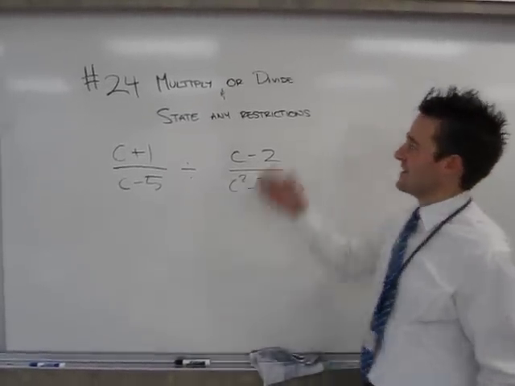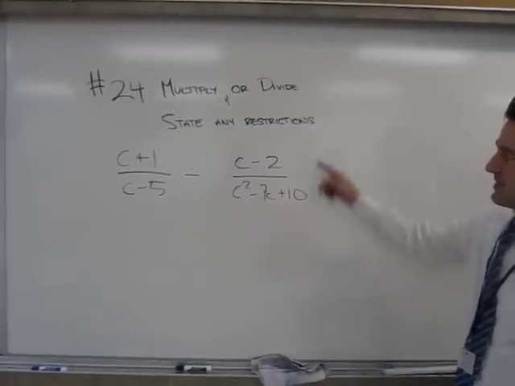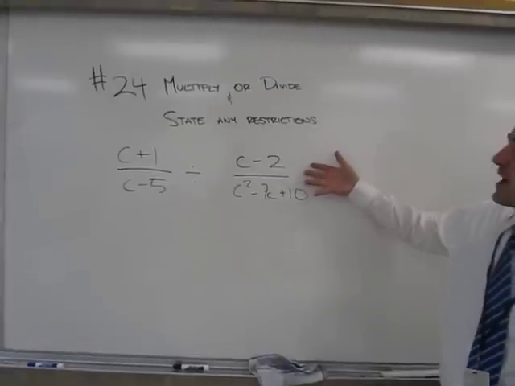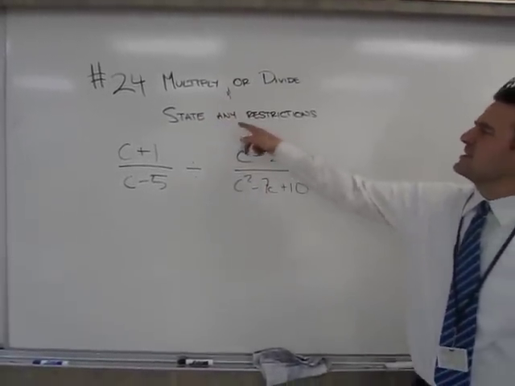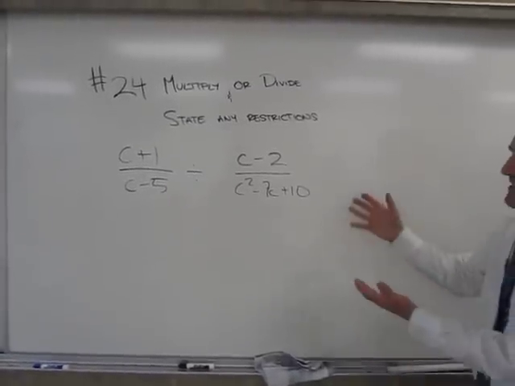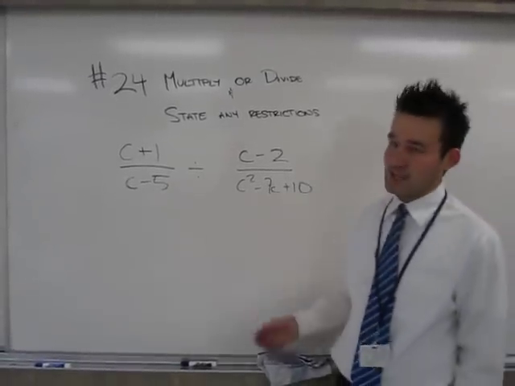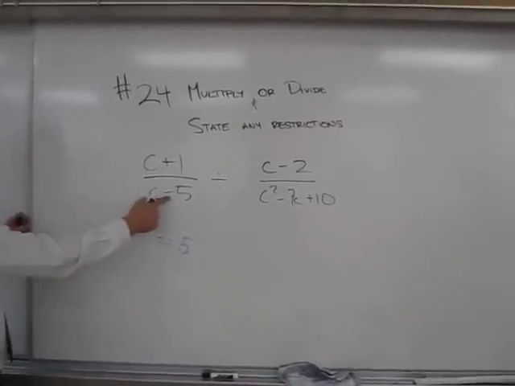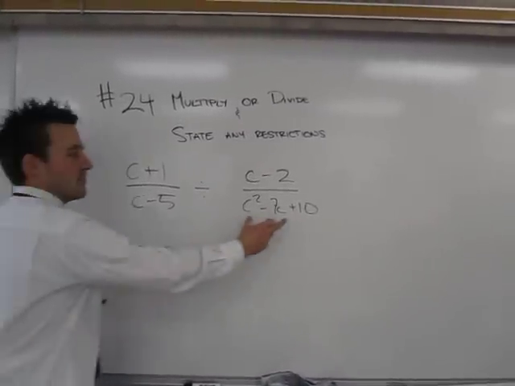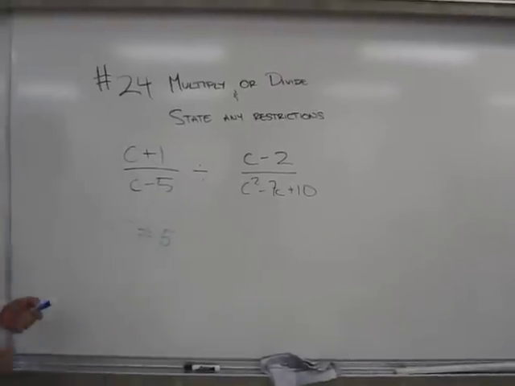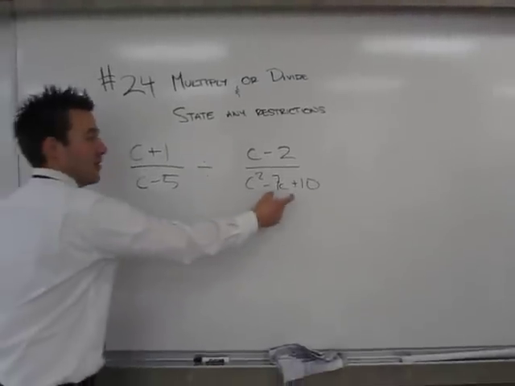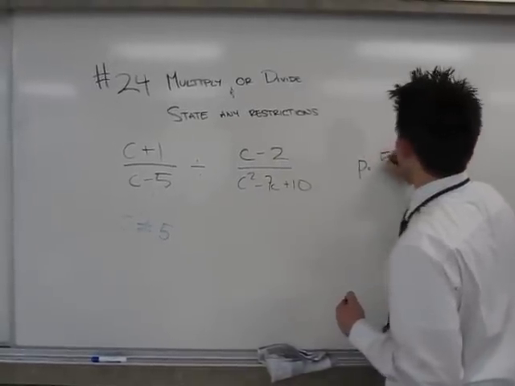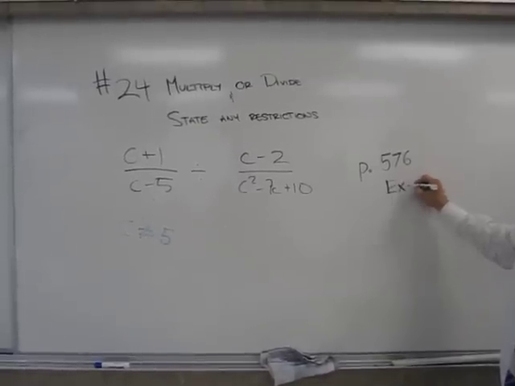Number 24 of the midterm says multiply or divide and state any restrictions. Well, I think we're going to divide because of that division symbol. But when dividing fractions, we actually flip the second fraction and multiply. Now let's focus on this state any restrictions. A restriction is going to come from anything that makes the denominator of either of the fractions 0. So right here, one restriction is c cannot equal 5, since 5 minus 5 would be 0. Now to find out the other two restrictions, we're going to have to factor this out and see what values of c would create a 0 in this denominator. If you need more help with this, check out page 576, specifically example number 6.